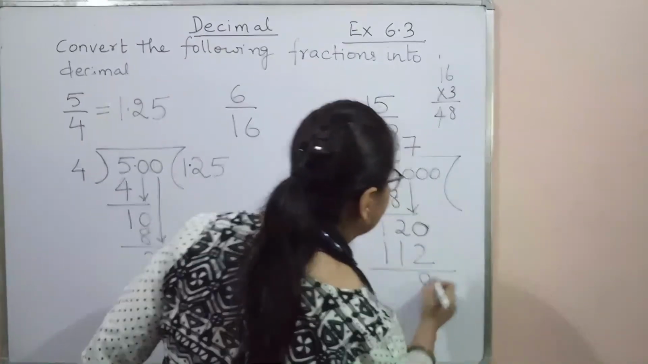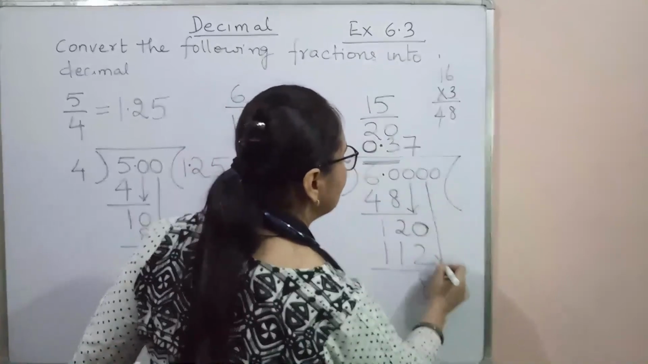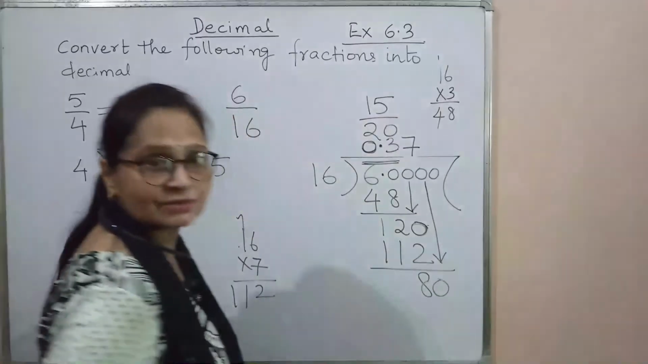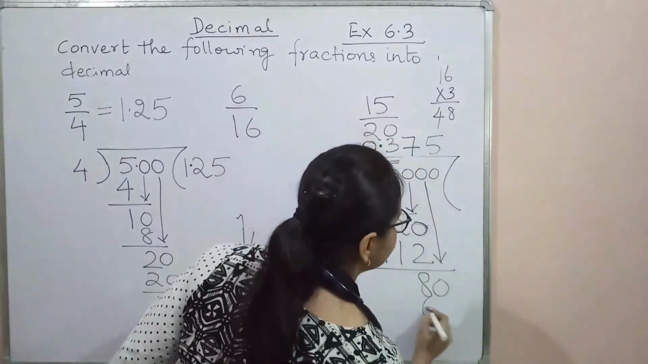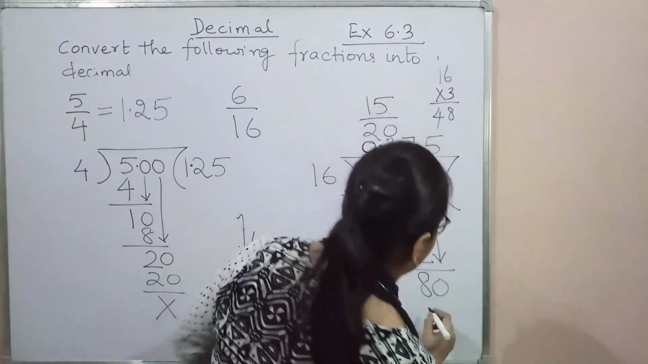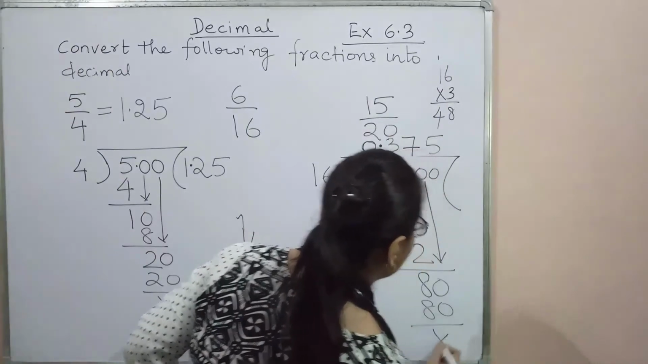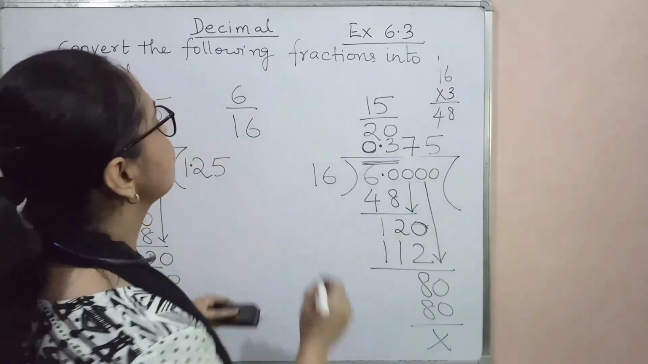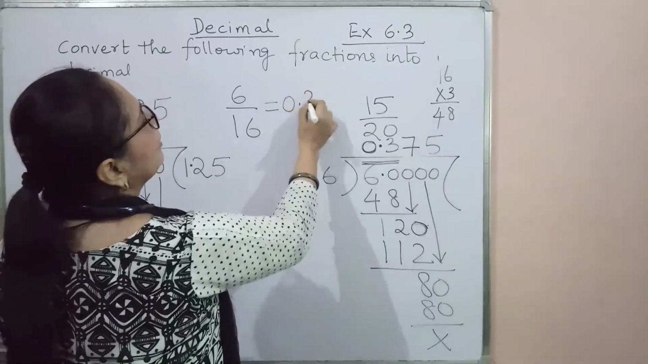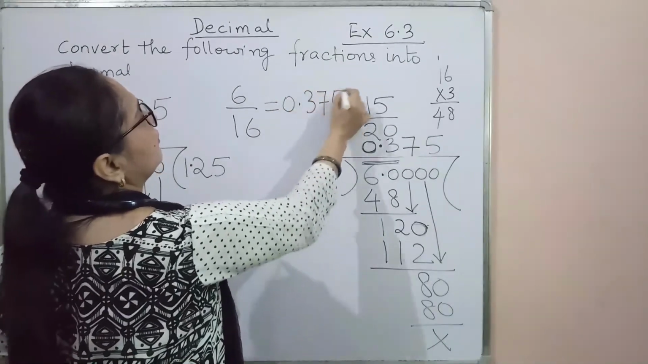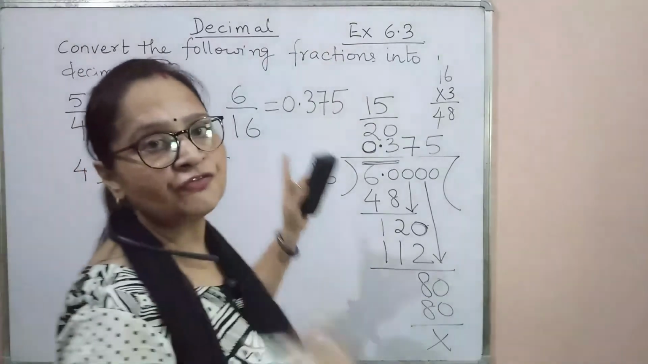We are left with 8. We carry one more 0. We have this, right? Now we know 16 fives are 80, sorry. So that means now we got the answer. The answer is 0.375.